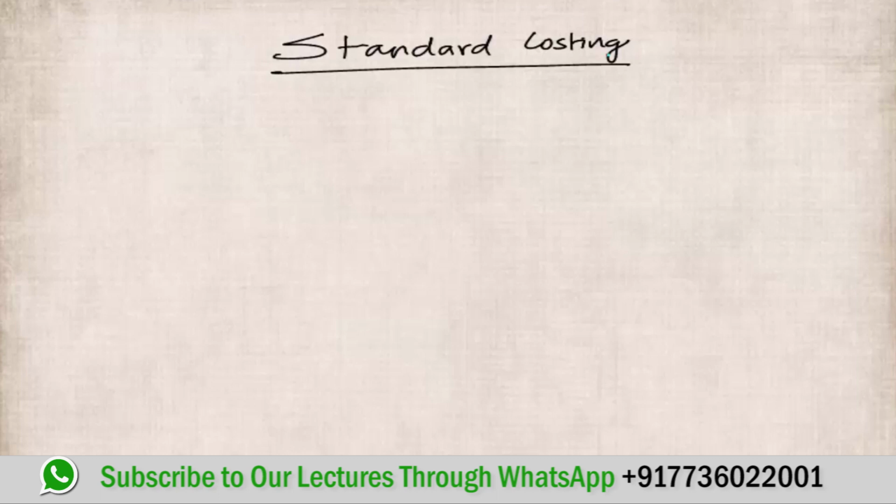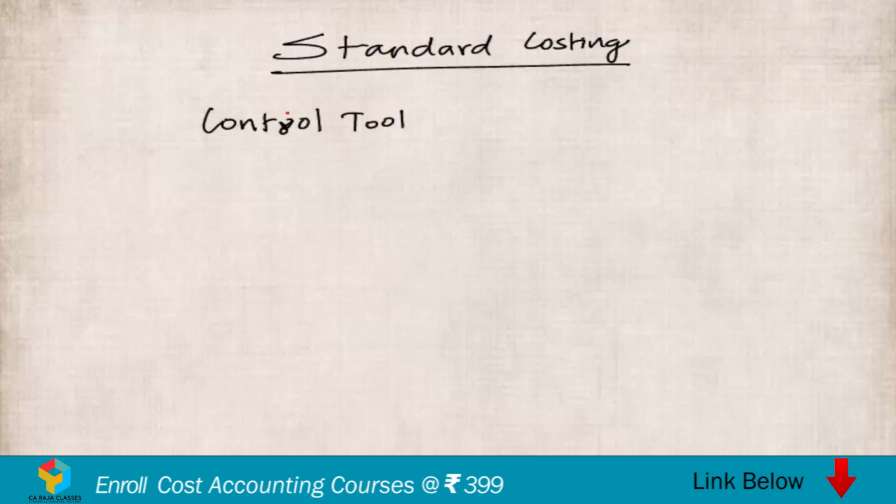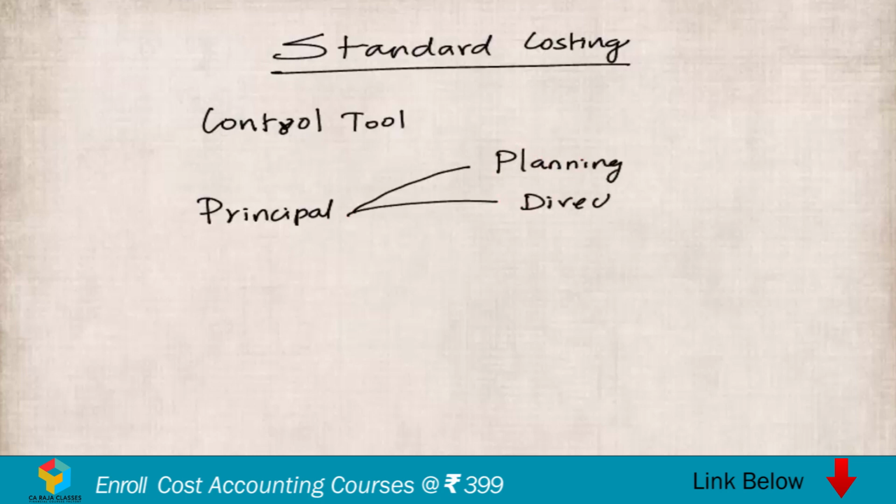I would say we need standard costing because it is basically a control tool in the hands of a management. It's basically a control tool. So why is it a control tool? For that we have to understand what the principal functions of management are. Management carries out various functions. They carry out functions like planning, directing, staffing, and they also do what is known as controlling.